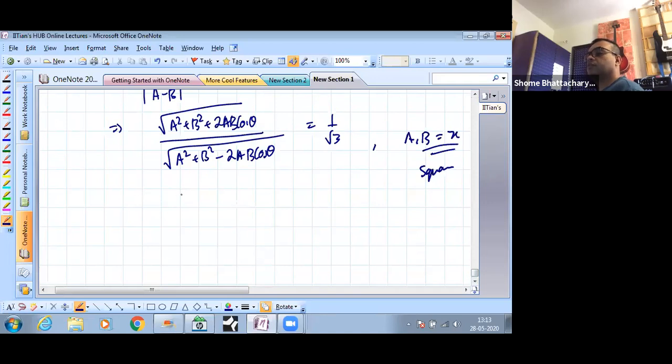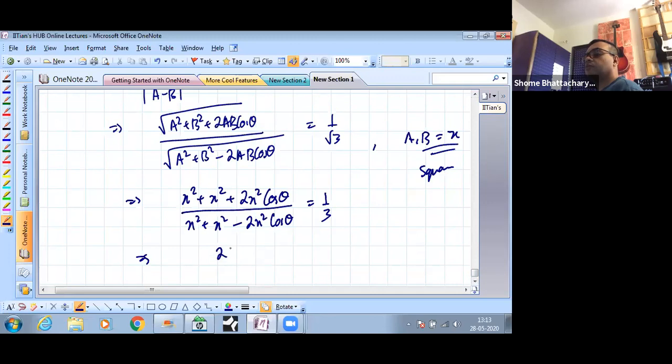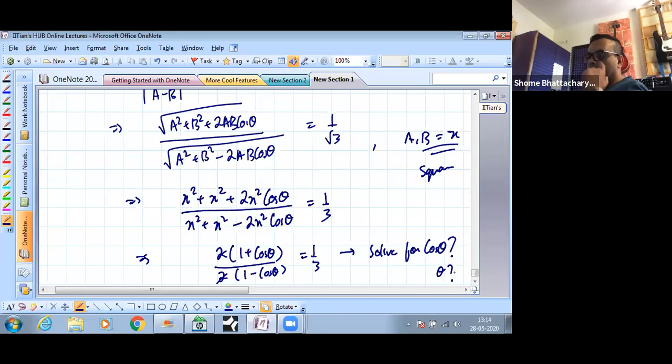So you will have x square plus x square plus 2x square cos theta upon x square plus x square minus 2x square cos theta is equal to 1 by 3 on squaring the other side. To cancel x square, so you have 2 into 1 plus cos theta in the numerator upon 2 into 1 minus cos theta. So when your 2 gets cancelled out, is equal to 1 by 3. Now solve for cos theta and then from that find theta. Very straightforward question in that sense.